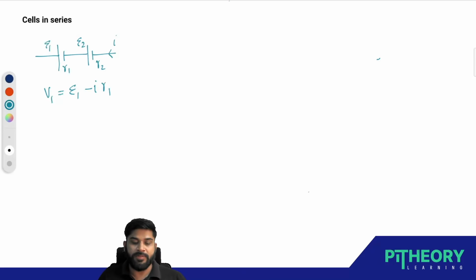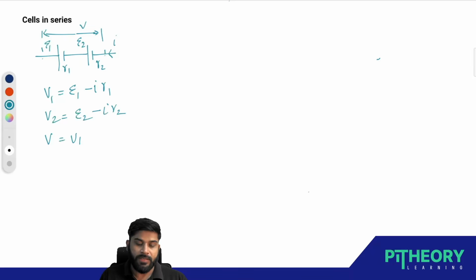V1 is equal to what? Epsilon 1 minus IR1. And across the second one, you can write what? Epsilon 2 minus IR2. And the total potential across both together, if you are taking the total potential difference, is nothing but V1 plus V2, which you can write as epsilon 1 plus epsilon 2 minus I into R1 plus R2. We can write it very easily, just adding these two together.